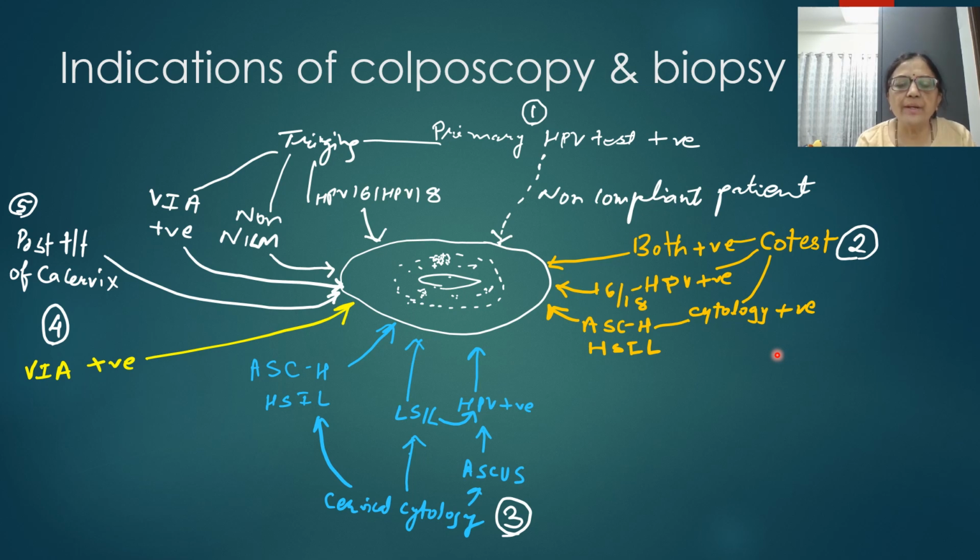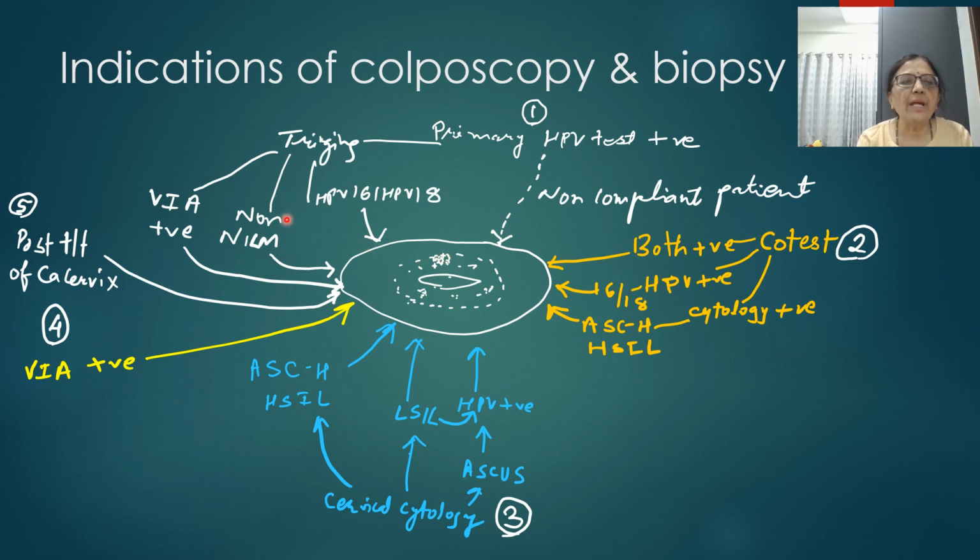Last class we have already seen screening of cervical cancer, and what to do if there is an abnormal screening result. So if there is an abnormal screening result, when to go for colposcopy? That is what we have already seen, and this is a revision. The first screening test is primary HPV test. If it is positive and the patient is non-compliant, we can go directly for colposcopy. But what is better is to do triaging, do HPV 16, 18. If it is positive for either 16 or 18, then go for colposcopy.